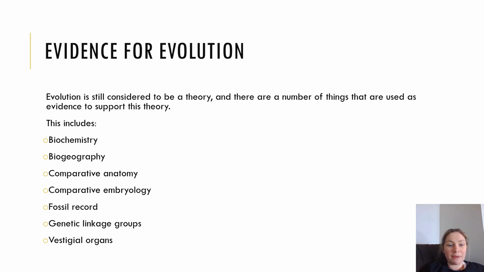So we can use biochemistry, biogeography, which we don't look at in this year's study design anymore, comparative anatomy and embryology. So that's when we're comparing the structures of developing organisms to see similarities between different groups. The fossil record, which is a huge focus for us today. Genetic linkage groups and vestigial organs, which also fall under that heading of structural morphology.